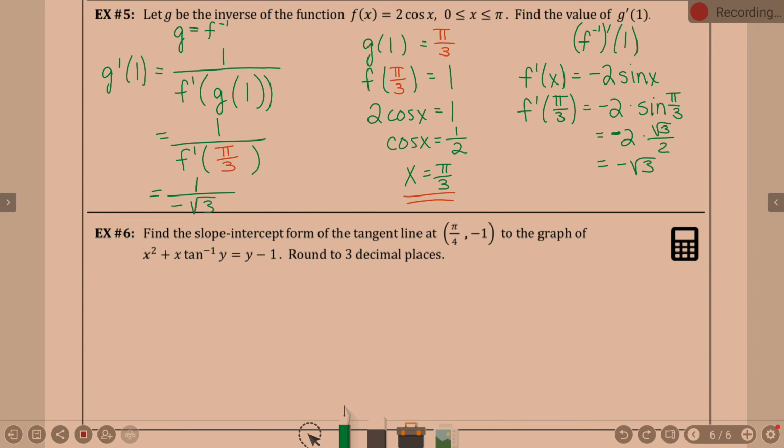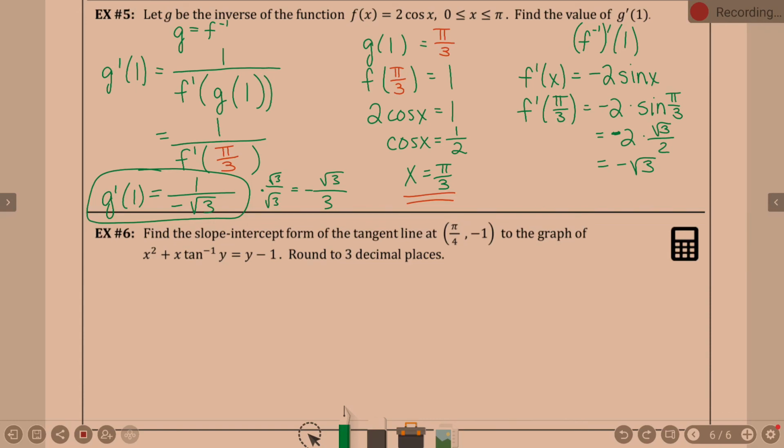So take that back and fill it in. G prime of 1 is 1 over negative square root of 3. I feel like it's hit and miss in the answer key. Sometimes it's left like this, sometimes it's rationalized. Could you still rationalize it if you had to? You would multiply by square root of 3 over square root of 3. You'd have square root of 3 on top. We'd have 3 on bottom, so it'd be negative square root of 3 over 3, right?